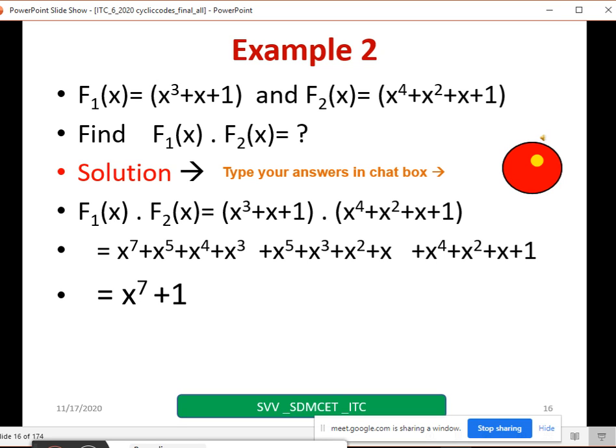Hope all of you understood how to multiply. Now we will see how to divide, using mod 2 only. Mallikarjun Patil has typed now. Very good. Siddharth Lekhi, x raised to 7 plus 1. Everybody is getting so good. Let me go to the next.